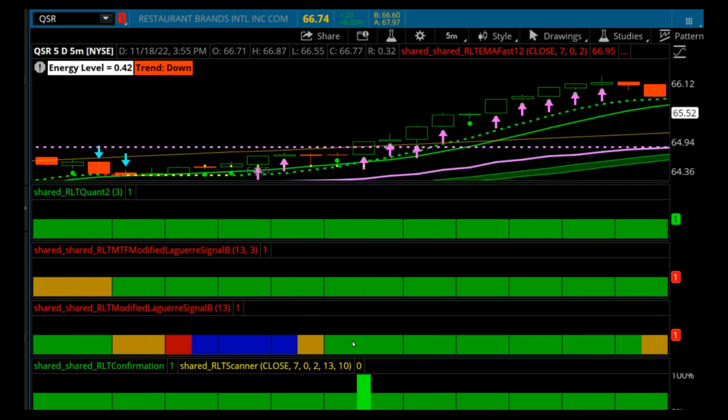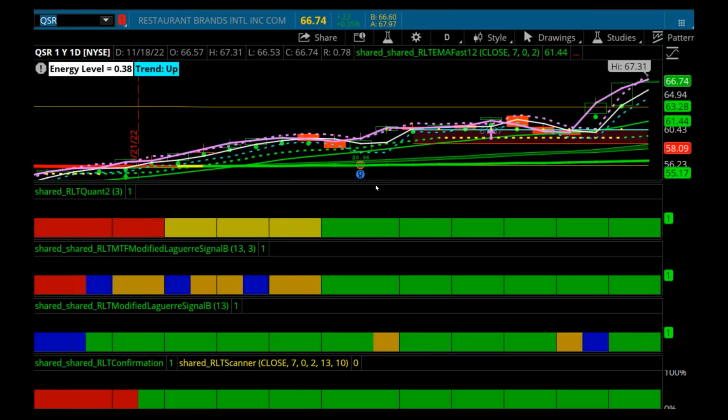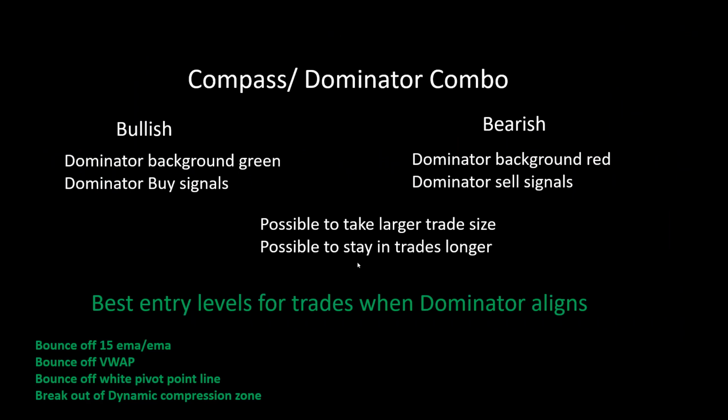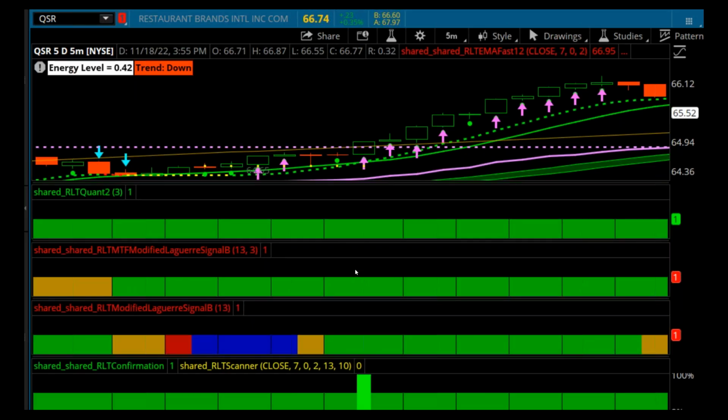But that's an entry, and you see how it's all green? There's the daily all green. And so that's what I'm looking for. And then I would look at the TC2000 chart, which we're going to do here in a minute.